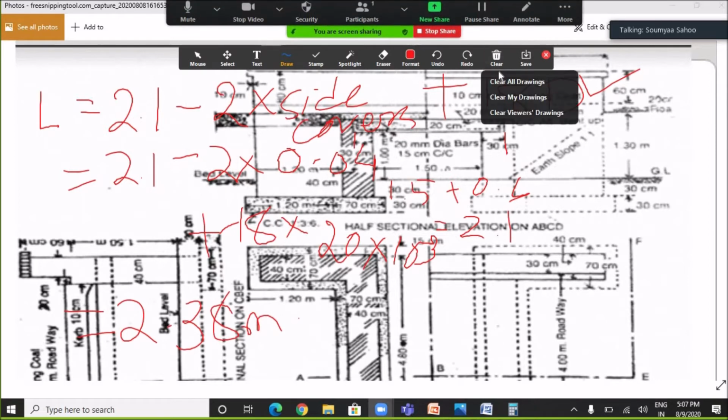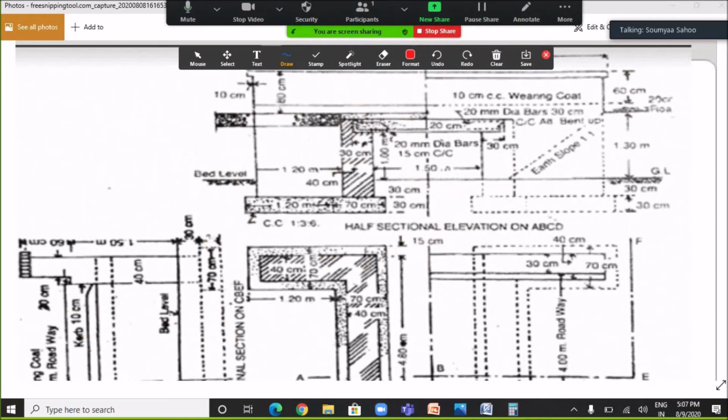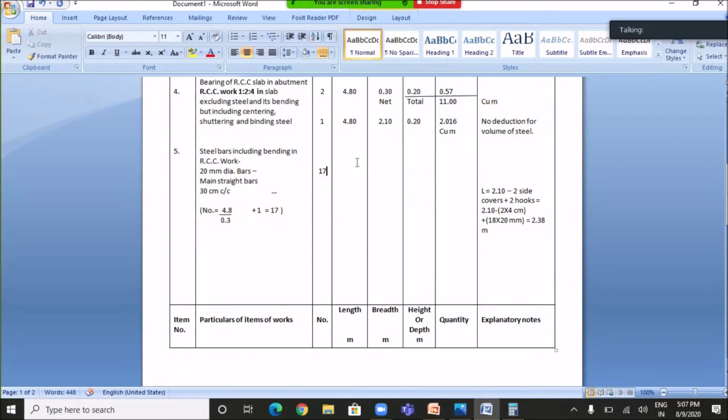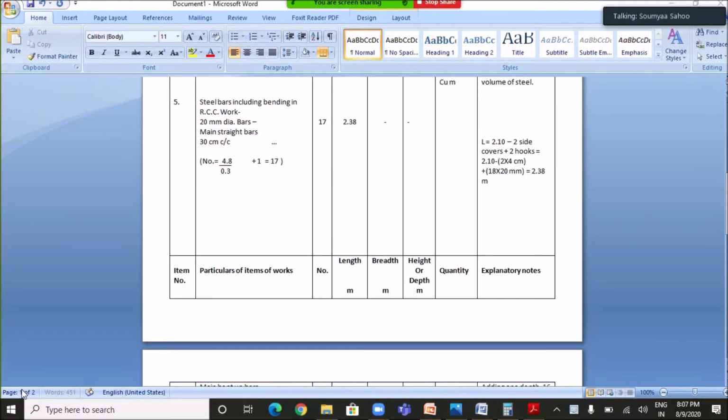Okay, so let's quickly fill the table. This length is 2.38 meter, and the breadth and height of main steel bars are very negligible, so we can neglect them. We can find the quantity of main straight bars by multiplying the number of main straight bars with the length, that is 17 multiplied with 2.38. We can have it as 40.46 meter.